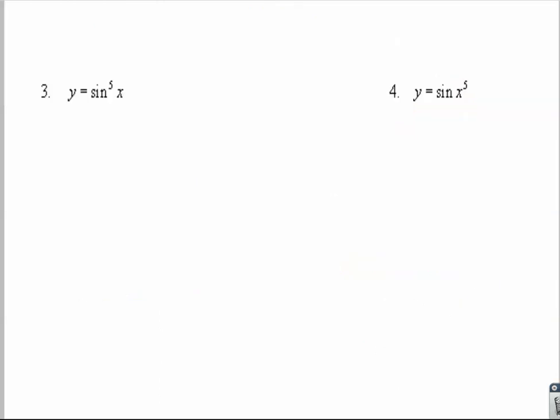I put the next two side by side because they look very similar but are very different. This one is saying sine x function, all of it is to the 5th. This one is saying the sine of x to the 5th. The inside functions are different here. This one, the chocolate, the inside is sine of x. This one, the chocolate, the inside is x to the fifth.